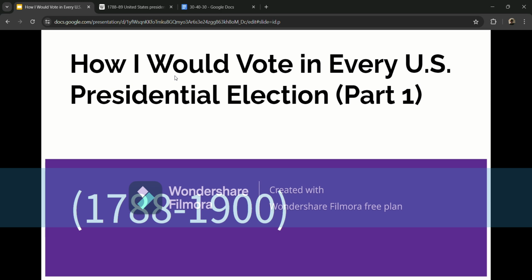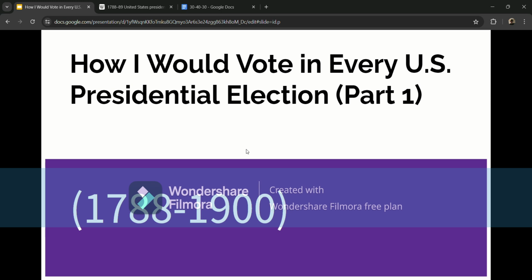As you'll notice, of course, this is going to be part one of two. I want to split this into two videos because I have a lot to say about this, and we're going to be going through roughly 60 elections here. If I were to go through every single one, we would be here for several hours. So to spare you some time, I'm going to split this into two different videos.